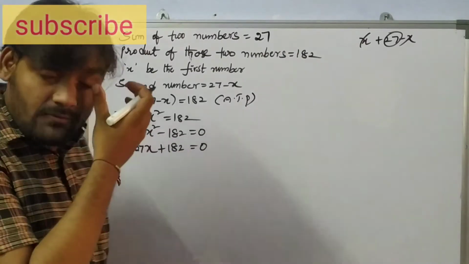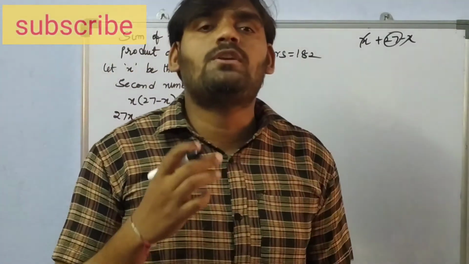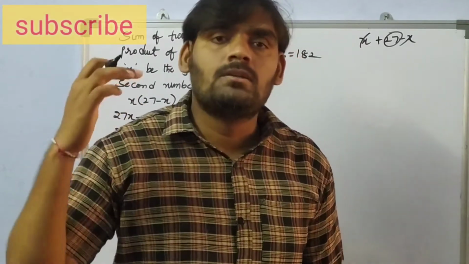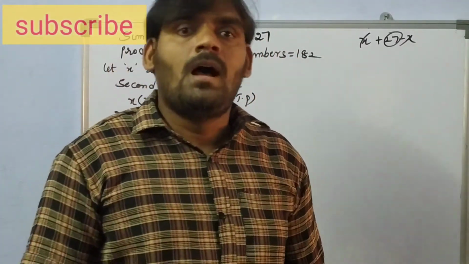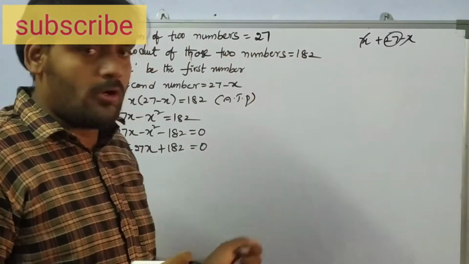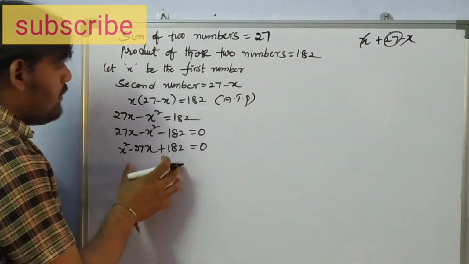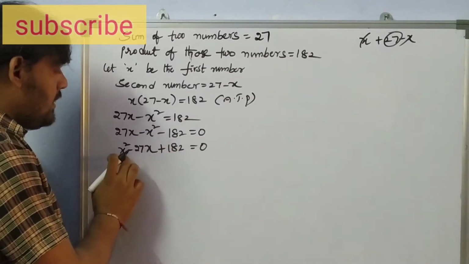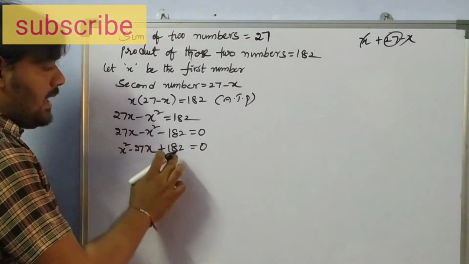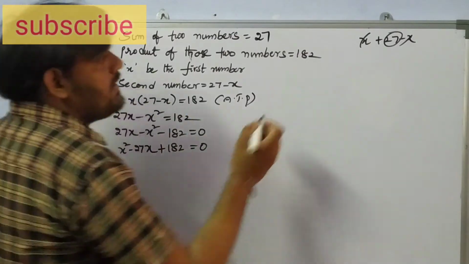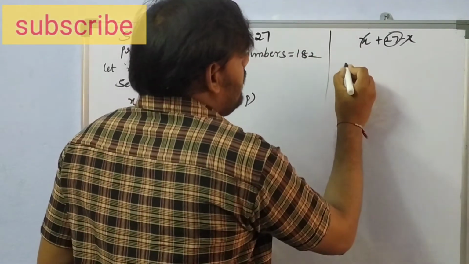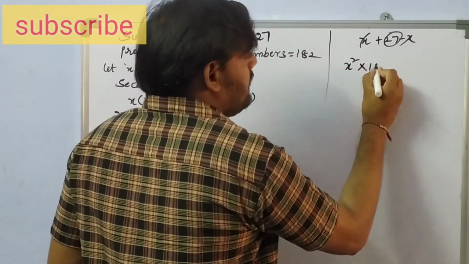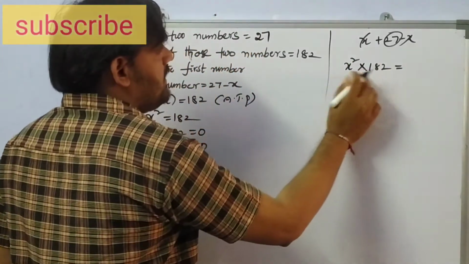It is in the form of a quadratic equation. Now we need to find the roots of the quadratic equation. Automatically those two roots will be the required numbers for our problem. See here, while finding the roots of a quadratic equation, first we need to take the first number and the last number and multiply them. So if you take the first term x square and the last number 182, we need to multiply these two.